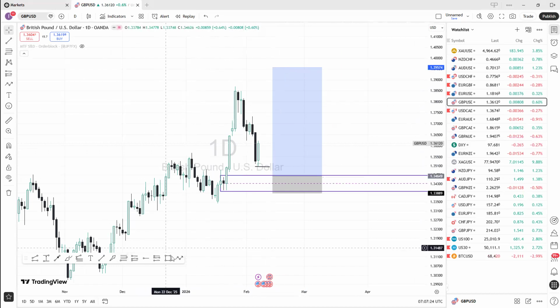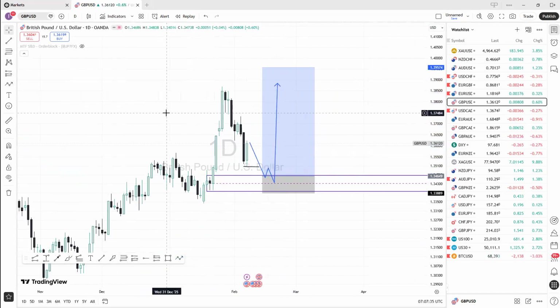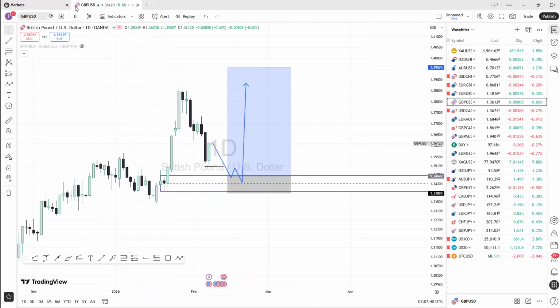Okay, so we're supposed to wait for a sweep of that inducement and reaction from that daily demand, and then you can pick a buy with the confirmation. So that is my view on GBP USD.